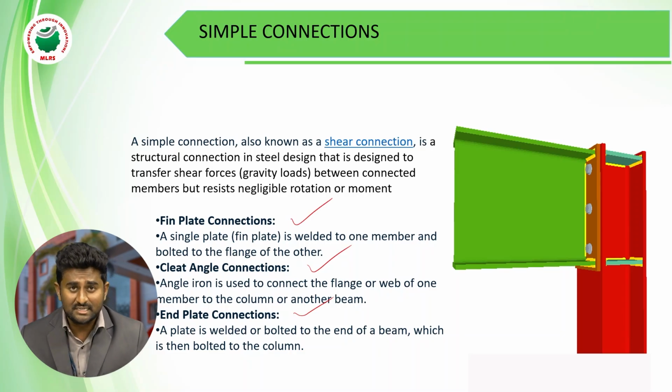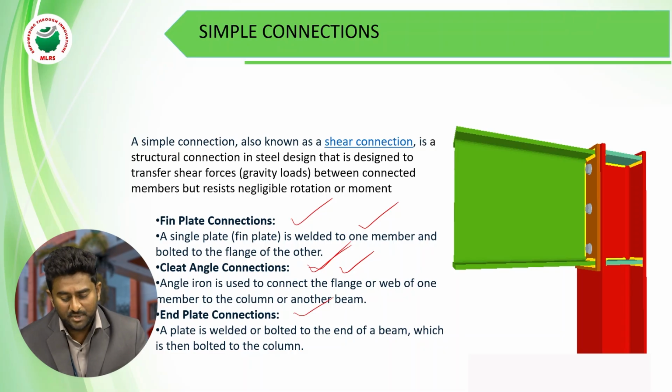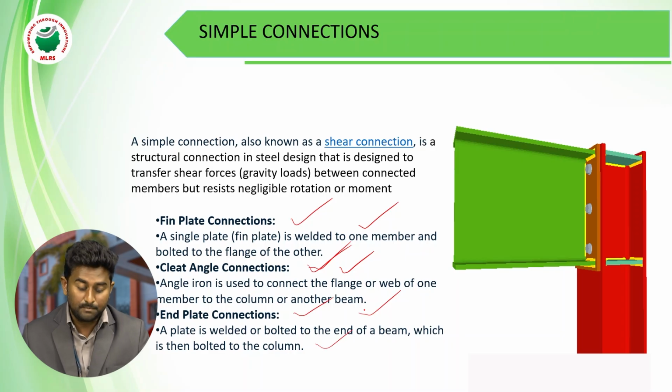Fin plate connection is generally providing a plate welded to the member, with the flange connected to the plate with the help of welding and bolted connection. Next, cleat angle connection. Cleat angle connection is where we provide an angle to connect the column to the beam. That type of connection is known as cleat angle connection. Now coming to the third one, end plate connection. The plate is welded or bolted to the end of the beam, which is then bolted to the column. That type of connection is known as end plate connection.